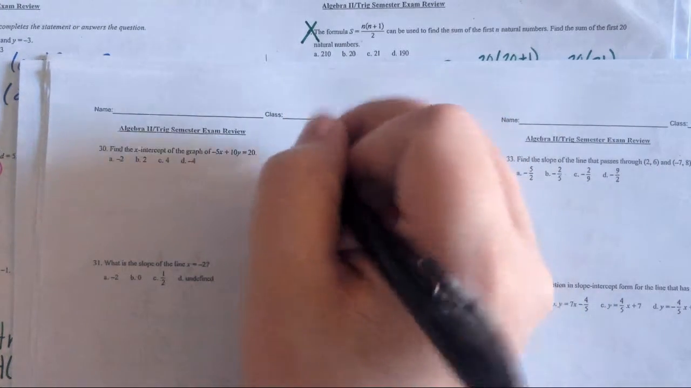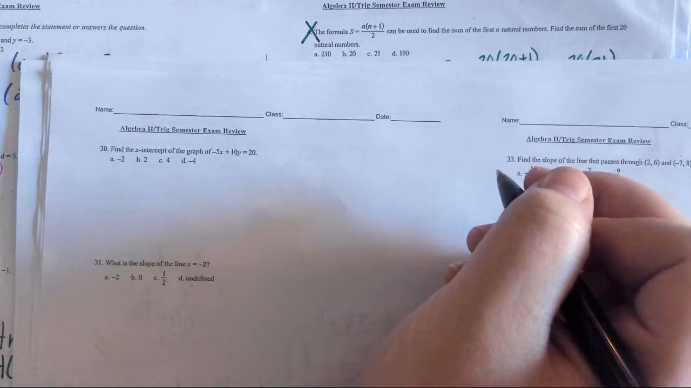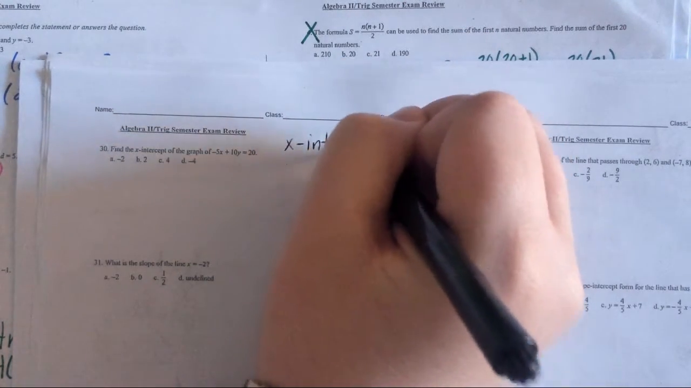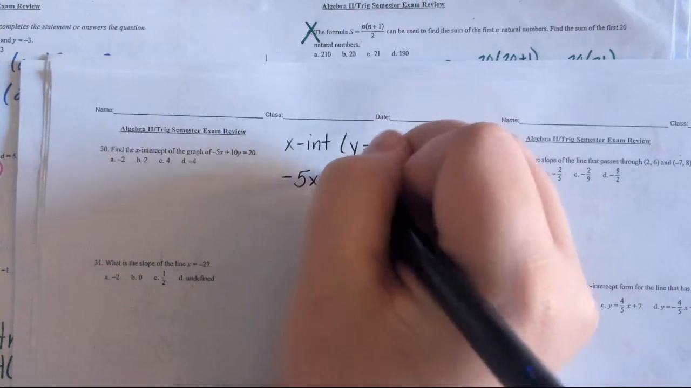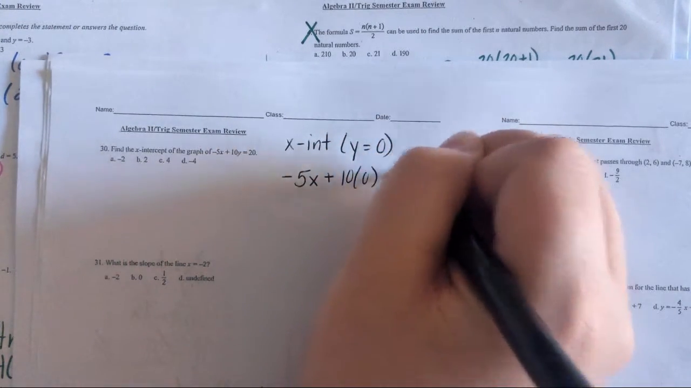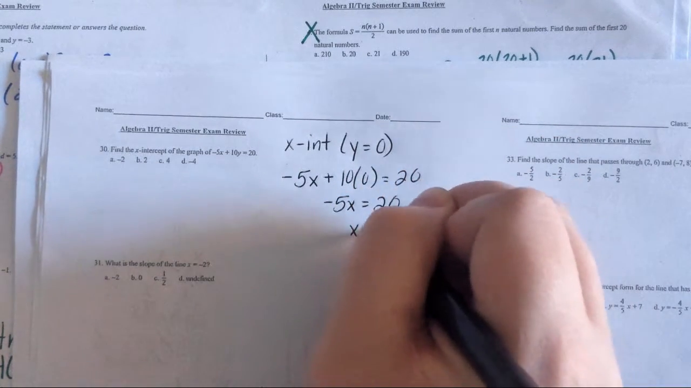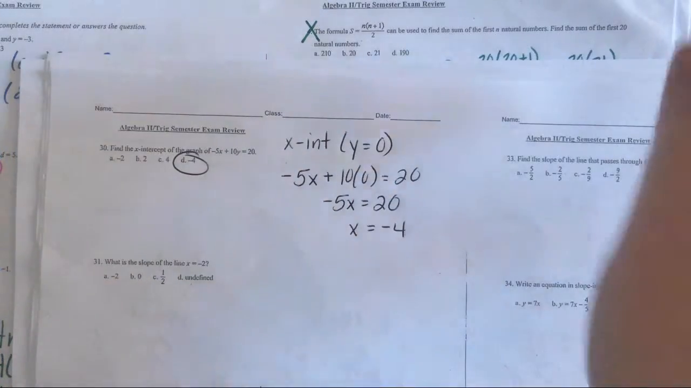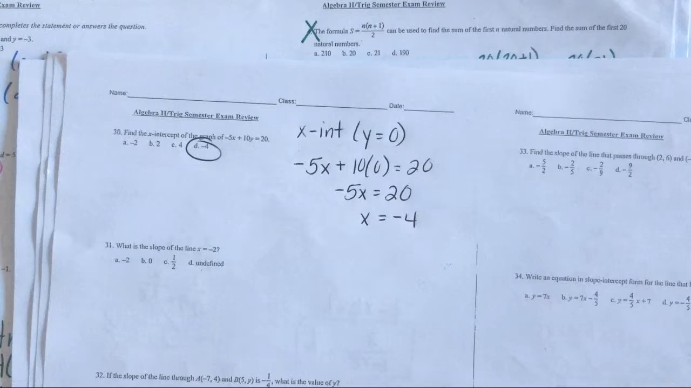One way you could do this is, like yesterday, you could put it in y equals mx plus b and graph. It's easier to remember that an x-intercept happens when y equals 0. If we plugged in a 0 for y, we're going to end up with negative 5x equals 20. So x equals negative 4, so it's just D. For an intercept, the opposite variable is 0. So for the x-intercept, y is 0. For the y-intercept, x is 0.